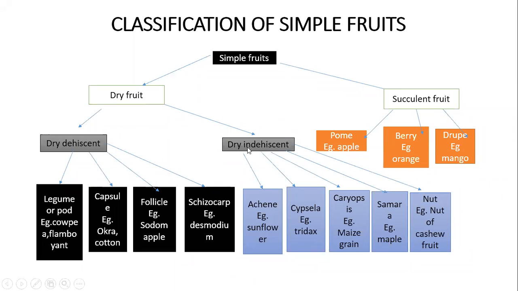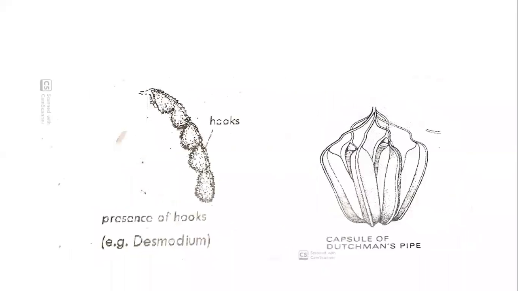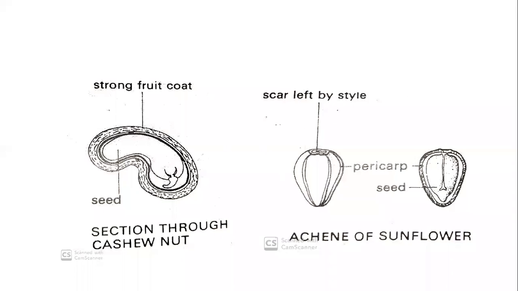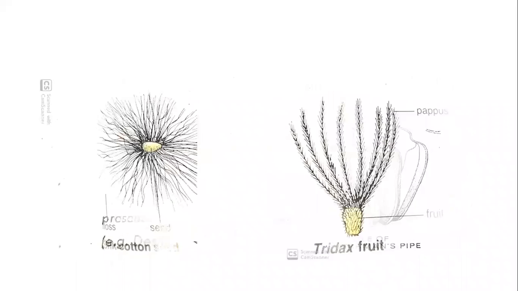Then the last dry indehiscent fruit is the nut. Example, nut of the cashew fruit. Now this is the nut that you have. The head of the cashew fruit is the fruit itself. Then the seed is found just below the cashew fruit. So these are images that would enable you to understand what is going on. I'll come and explain the coconut aspect later on.